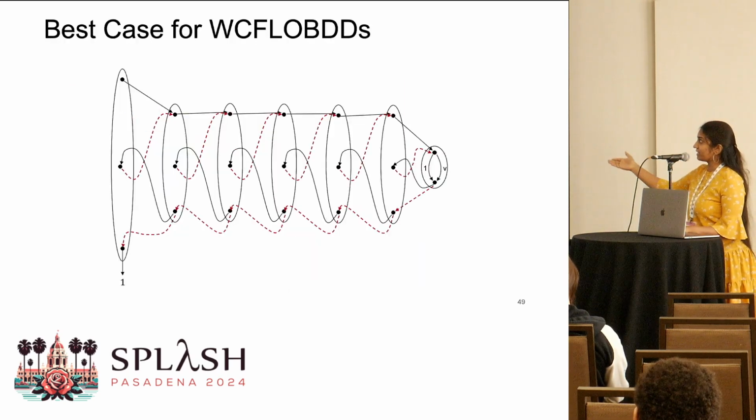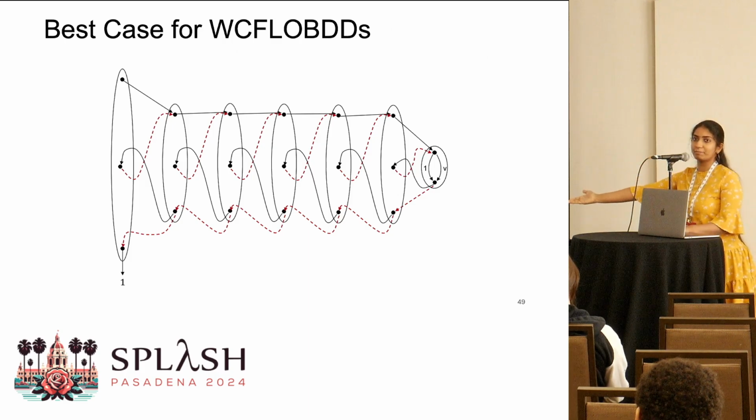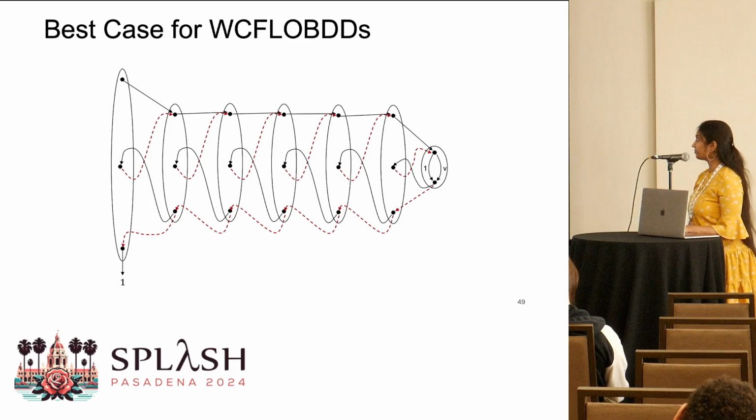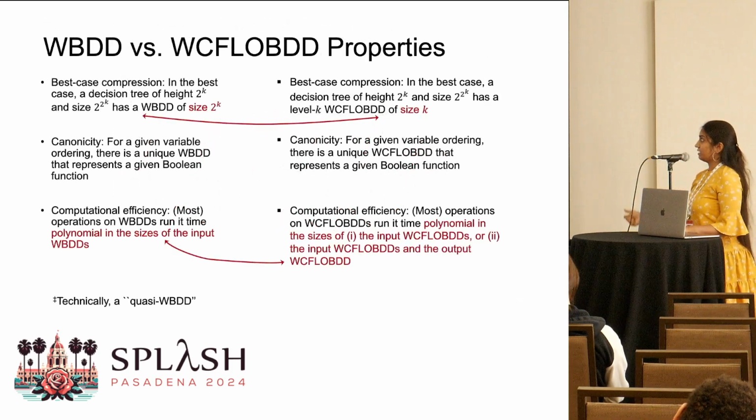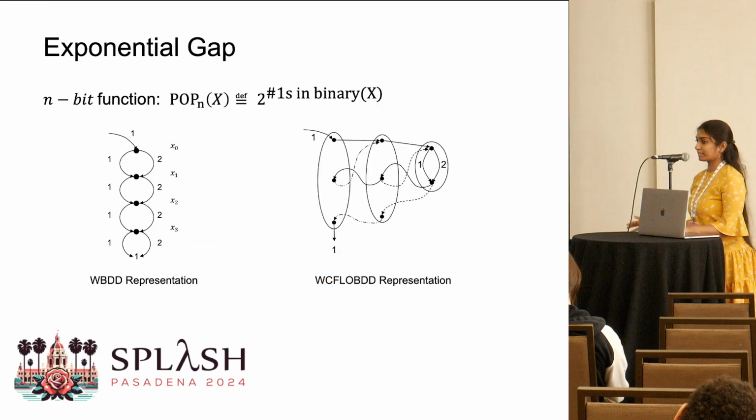So in the best case, you have one grouping at every level, and a 2 power 6 variable function is represented by 6 groupings only. So in the best case, you have a double exponential compression over a decision tree, and an exponential compression over weighted BDDs. They're canonical, and they're also computationally efficient. So is there an exponential gap?